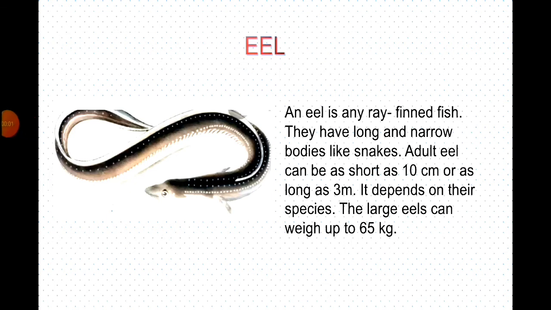And ray-finned fish. They have long and narrow bodies like snakes. Adult eel can be as short as 10 cm or as long as 3 meters. It depends on the species. The large eels can weigh up to 65 kg.